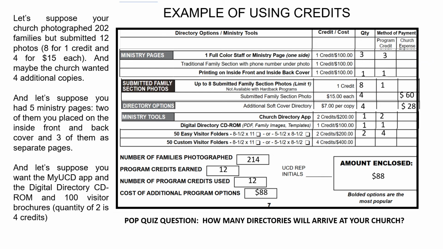Let's suppose your church photographed 202 families, but submitted 12 photos, 8 for 1 credit and 4 for $15 each. And maybe the church wanted 4 additional copies. And let's suppose you had 5 ministry pages, 2 of them you placed on the inside front and back cover, and 3 of them as separate pages. And let's suppose you wanted the MyUCD app and the digital directory CD-ROM, and 100 visitor brochures. Quantity is 2 for 4 credits. Pop quiz question. How many directories will arrive at your church?